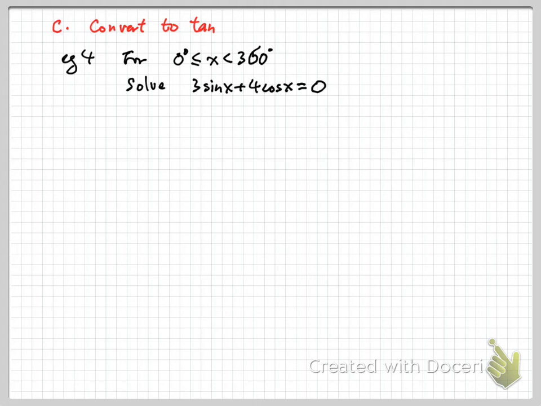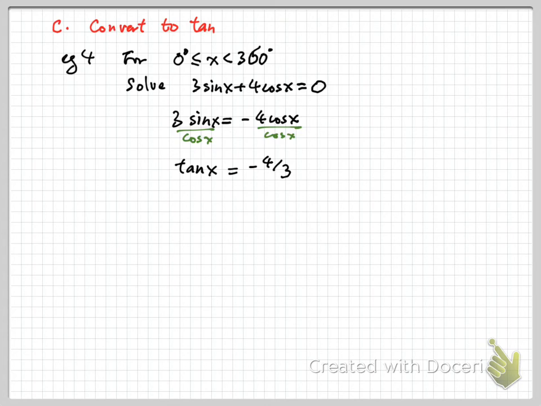Now you cannot change to 1 minus cosine squared x, because they are not squares. That's wrong, because it is not a square, so you cannot do this. Alright. The better way to do that is to convert it to tangent. So we have 3 sine x equals minus 4 cosine x. Alright. And then we divide by cosine x on both sides. So we have tangent x will therefore be minus 4 over 3.